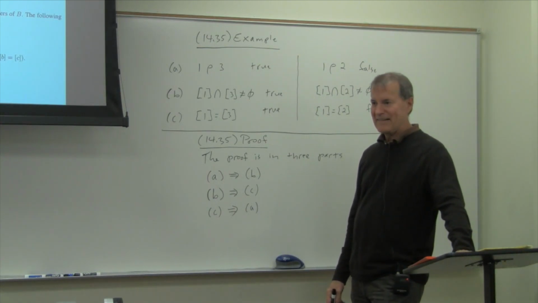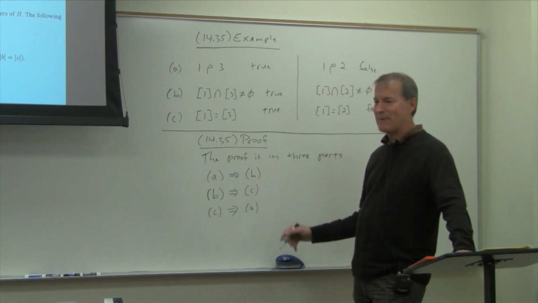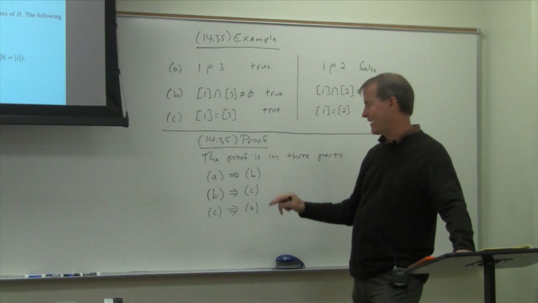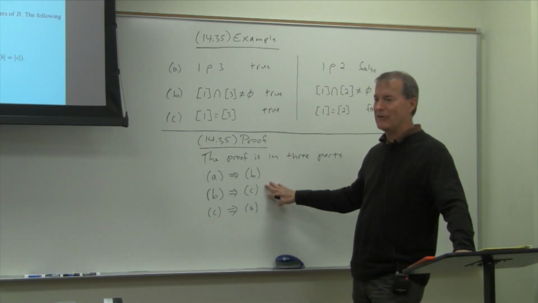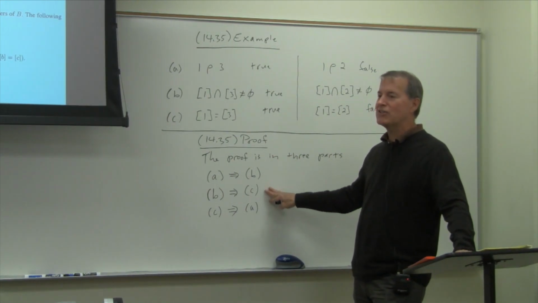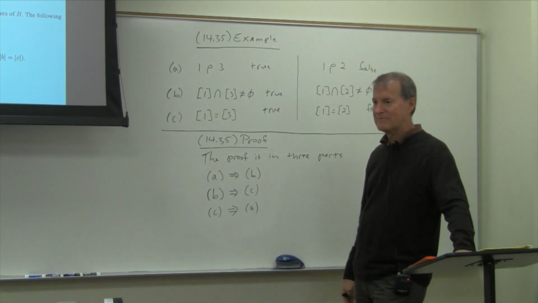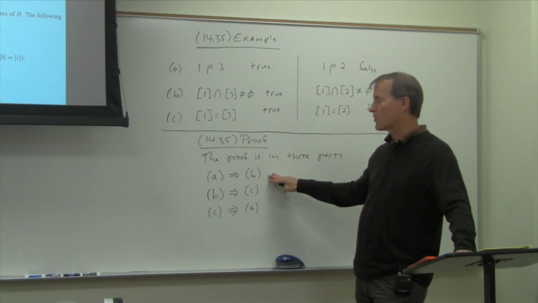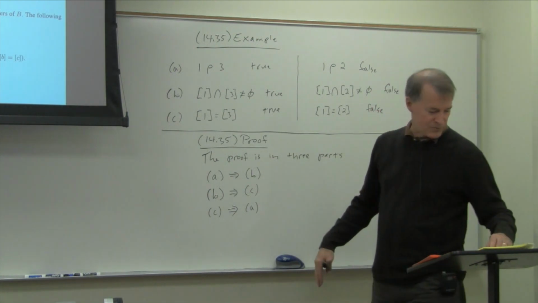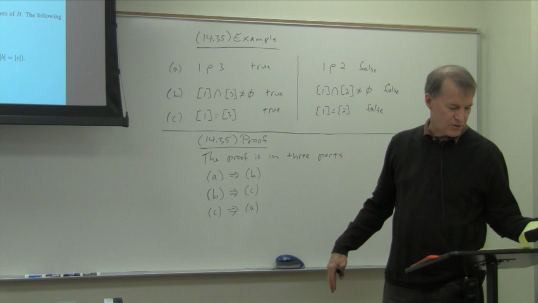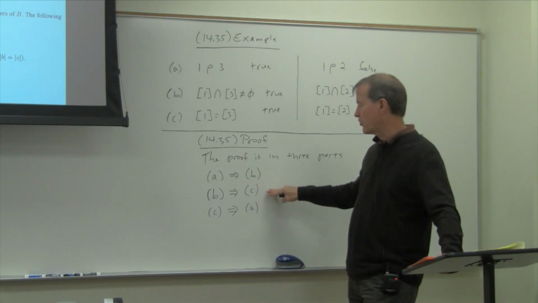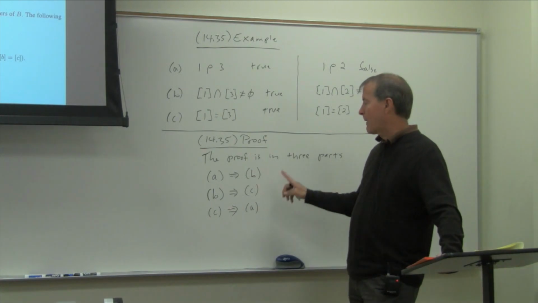Okay. Now, how do we do each one of these? You understand, we're breaking this into 3 parts. Each one of these 3 parts is a big proof. In class, we're going to prove A implies B. But for homework, you're going to do B implies C, and you're also going to do C implies A.